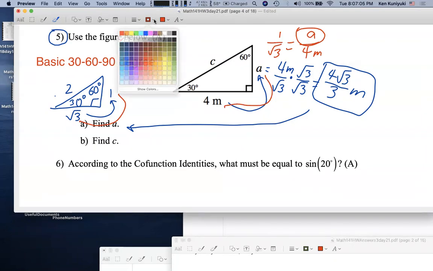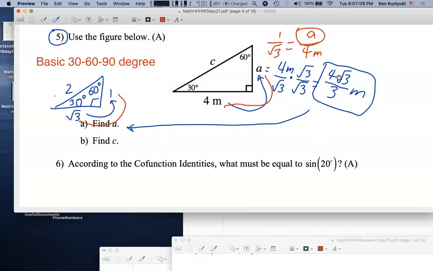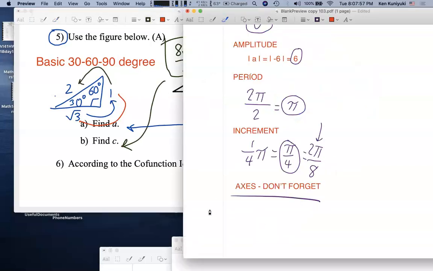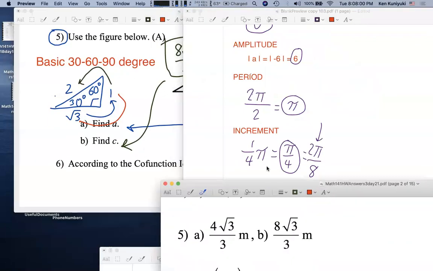Let me go to dark green now. Once again, how do we get from the shortest side to the hypotenuse? For this kind of triangle, the hypotenuse is always twice as long. What's twice 4 root 3 over 3 meters? Well, twice is 8 root 3 over 3 meters. So it's twice this guy, because again, the side lengths are in the same proportions as for this one. So that's A, and then that's C. That's C, 8 root 3 over 3 meters.